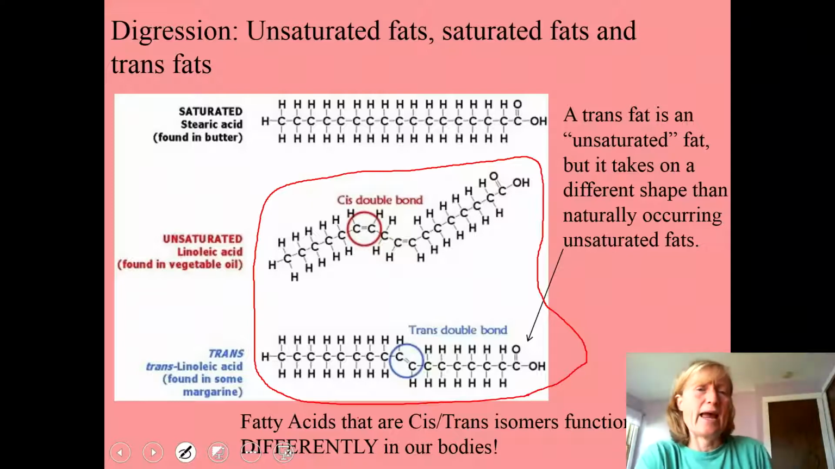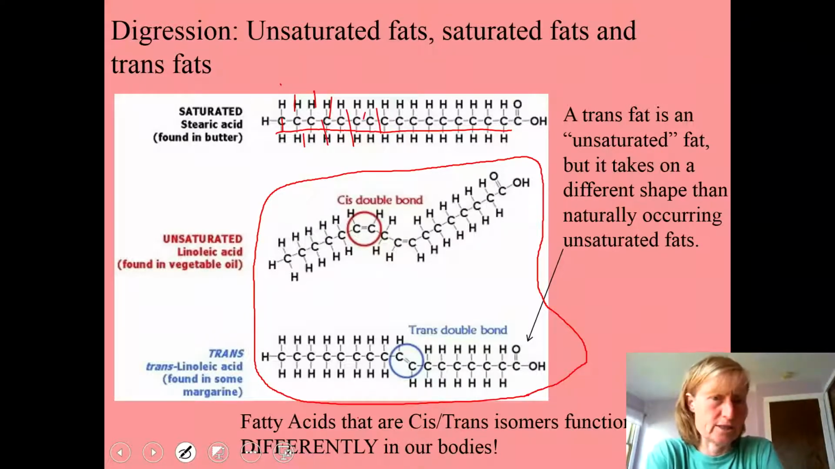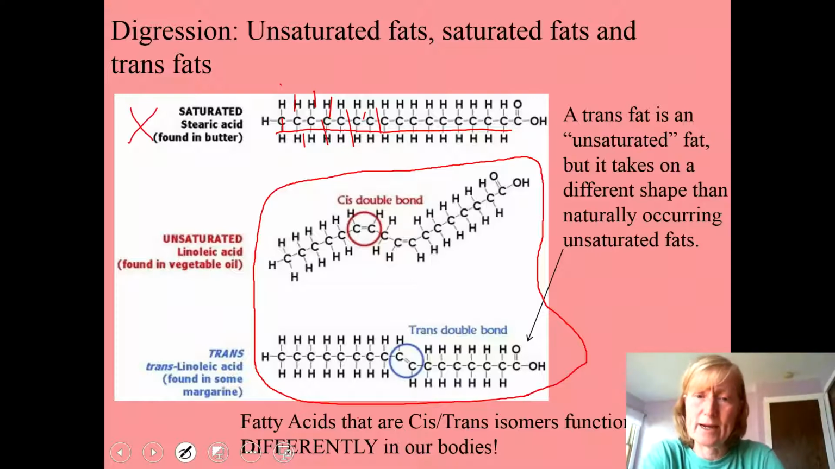Saturated fats have fatty acid tails, and these tails are long chains of carbons with hydrogens at every single carbon. They're saturated with hydrogens. We find saturated fatty acids in animal products like butter and such. Okay, but we're not really going to focus on that right now. It's the unsaturated fats that are kind of interesting.